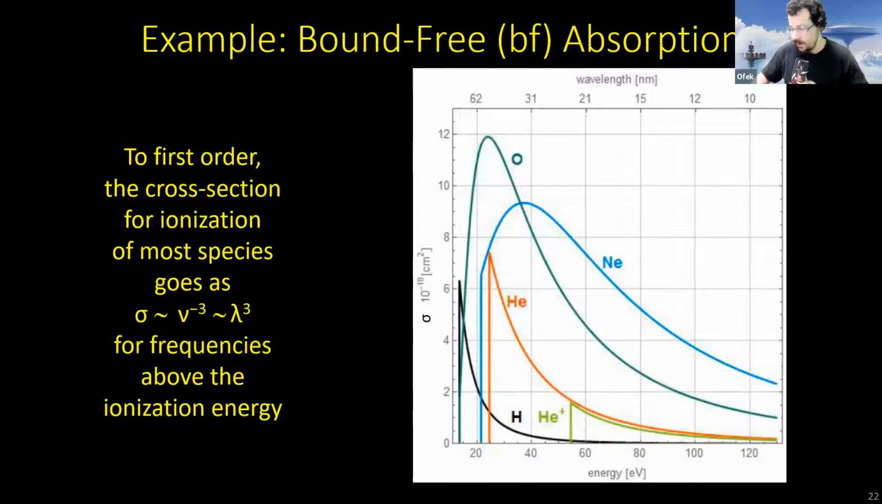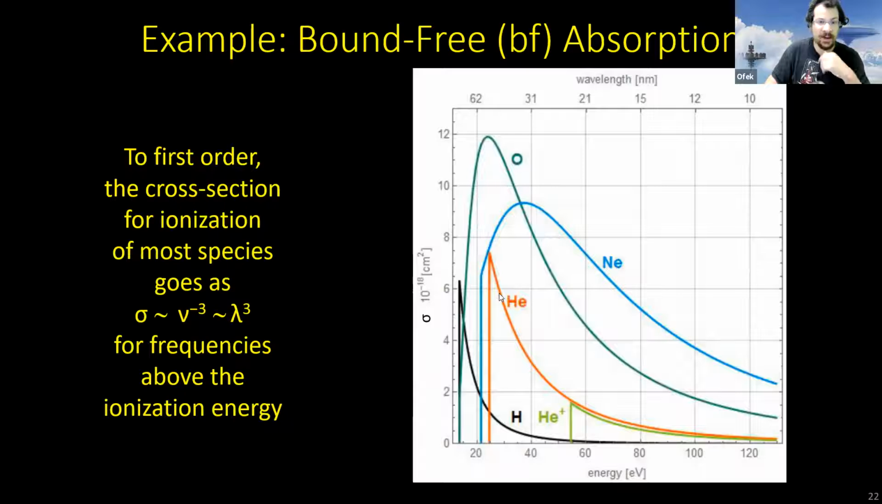One is that, of course, there's a minimum energy threshold for an atom to be able to absorb a photon and ionize. That is the ionization energy. For example, we see for the hydrogen curve here in black, it starts, not surprisingly, at 13.6 electron volts. A photon with less energy than 13.6 electron volts will have zero cross-section for a bound-free absorption process, because it cannot ionize the atom. It cannot cause a bound electron to go free.